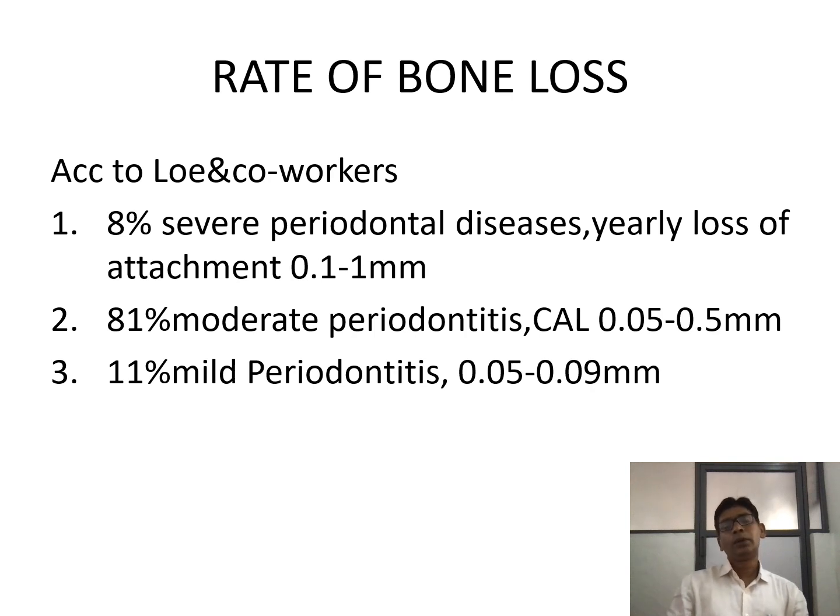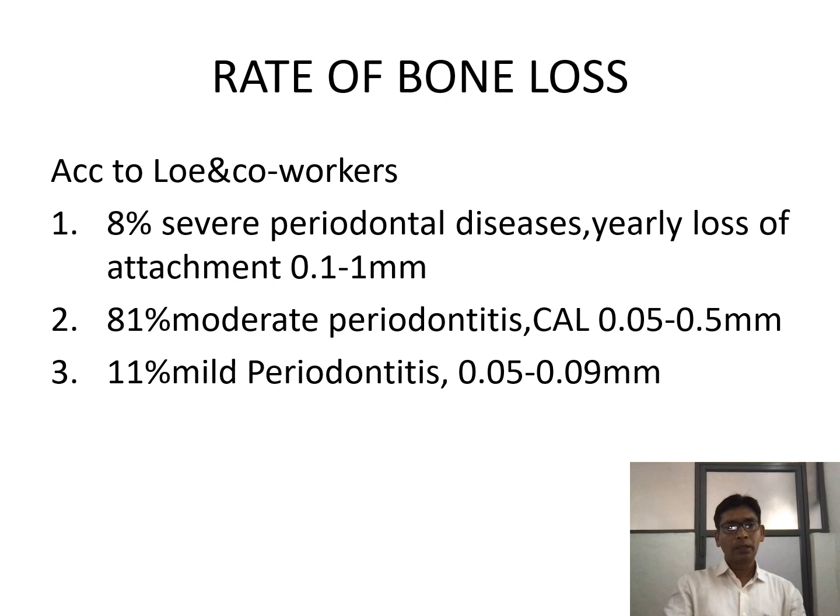Now, I have discussed horizontal bone loss and vertical bone loss. This rate of bone loss was first discovered by Löe and co-workers, where in Sri Lankan tea laborers they assessed the amount of alveolar bone loss occurring within 1 year, and in 8% of the individuals it was seen that there was severe bone loss with yearly attachment loss of around 0.1 to 1 mm. What is clinical attachment loss? It is nothing but the distance from the CEJ to the base of the pocket.